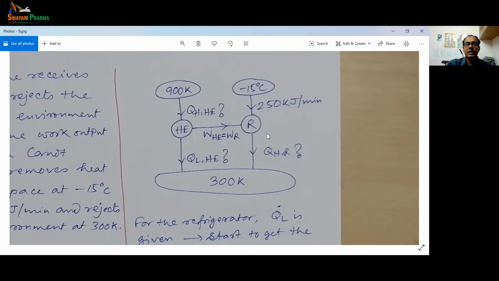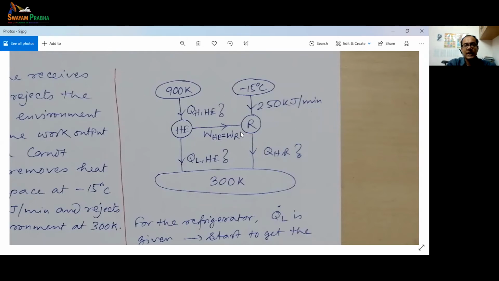And that refrigerator, what is it doing? It is taking up heat from a low temperature reservoir, which is minus 15 degrees centigrade, and the rate of which is given as 250 kilojoule per minute, and that refrigerator is dumping the heat at QHR rate to the 300 Kelvin reservoir as well. So here what we do know is this 250 kilojoule per minute, but this QH heat engine, QL heat engine, QHR refrigerator, these things we don't know.